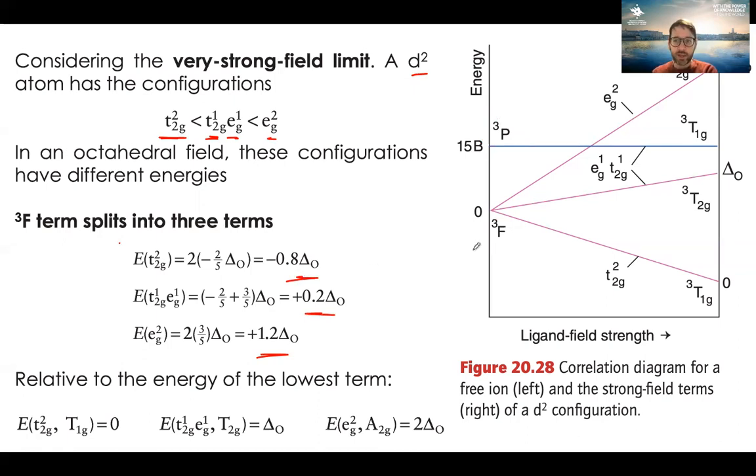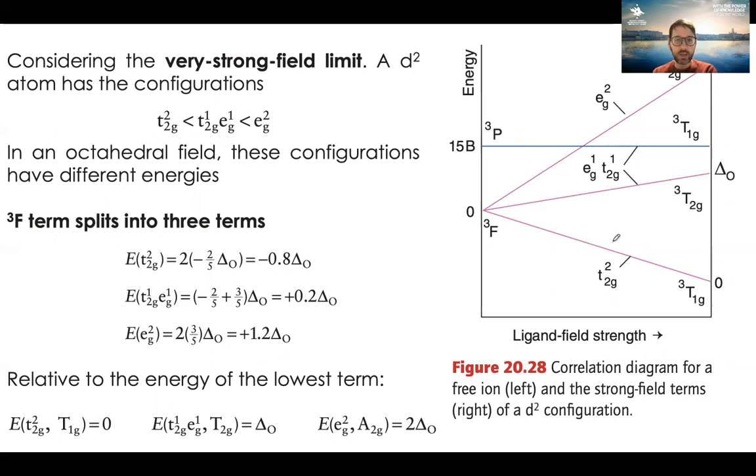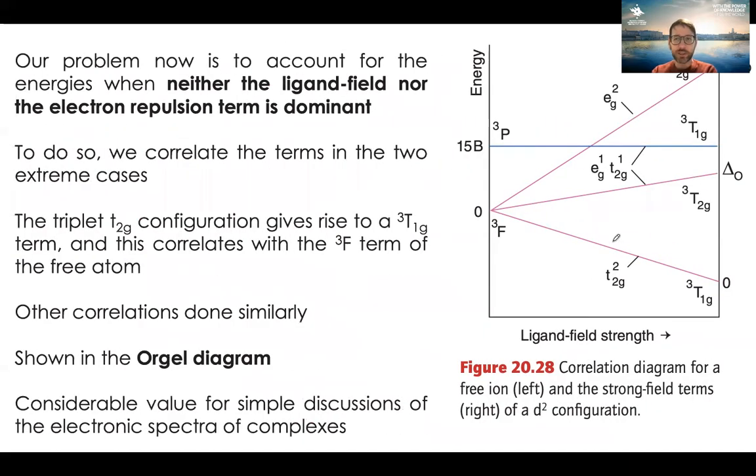So relative to the energy of the lowest term, this would be the ligand field splitting parameter, then 2 times the ligand field splitting parameter. And this is shown in this very strong field limit. So we have the energies for the very strong limit and the very weak limit, all right? So our problem now is to account for the intermediate cases, so not so weak field limit and not so strong field limit.